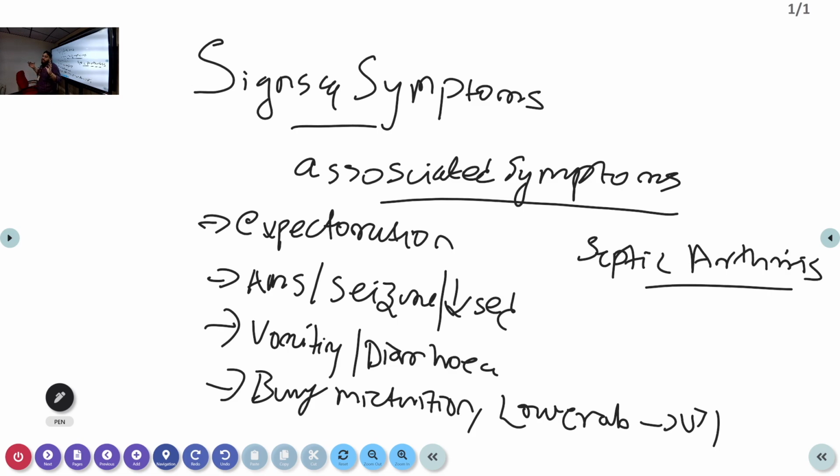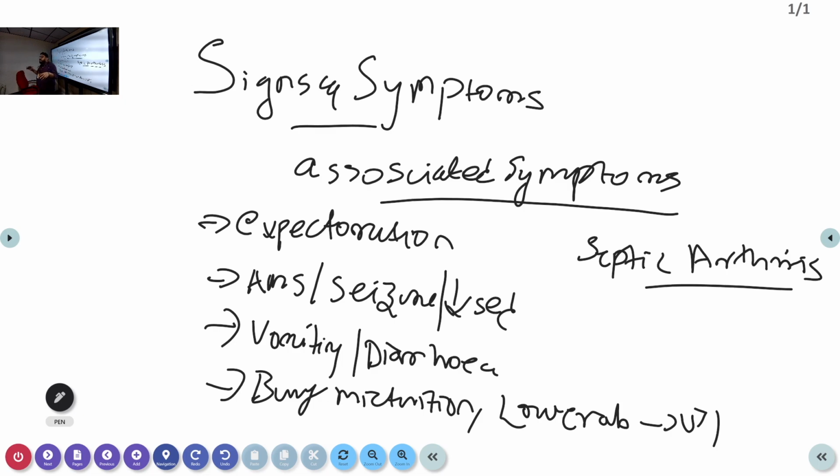Suppose the child is just having fever and you are not getting a focus anywhere. Then you have to rule out non-infectious causes of fever. Fever is just a sign and symptom by which you need to build up what exactly is happening. Similarly, whatever the complaint the child is coming with, you have to build up what the focus is in that area.